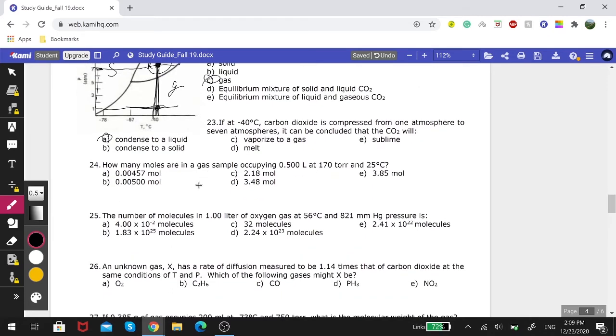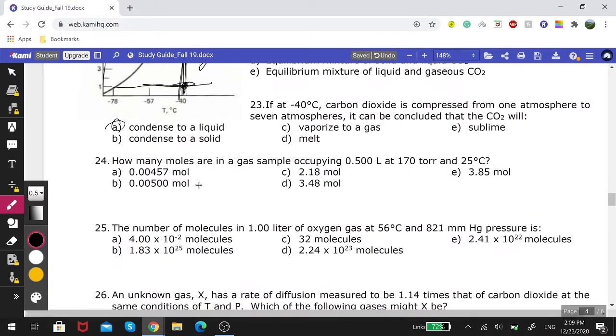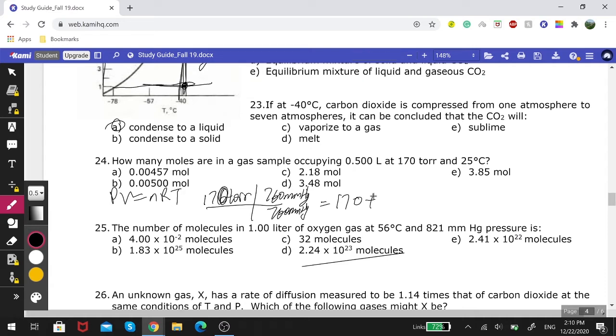How many moles are in a gas sample occupying? Alright, so now we've got to use our PV equals nRT formula. First let's convert torr into mmHg. I know you can do this in your head because 1 torr is equal to 1 mmHg, but it's best if you show your work. And we have 760 mmHg for every 760 torr. So this does not change at all. Whoops, my bad. Torr over here and mmHg over here.